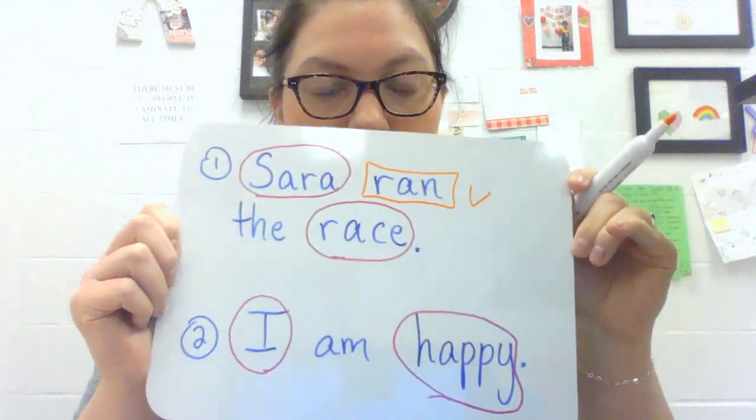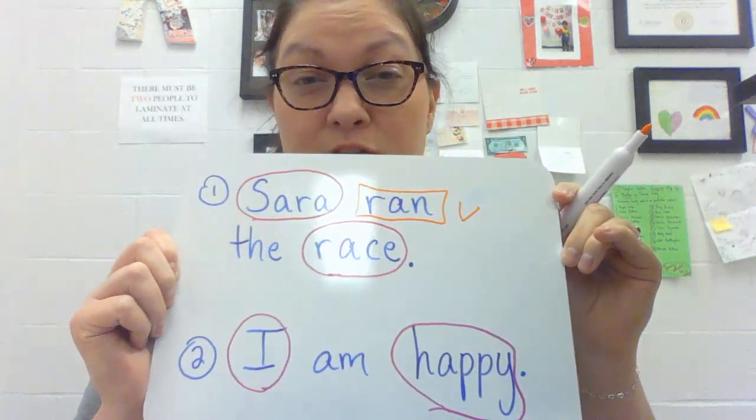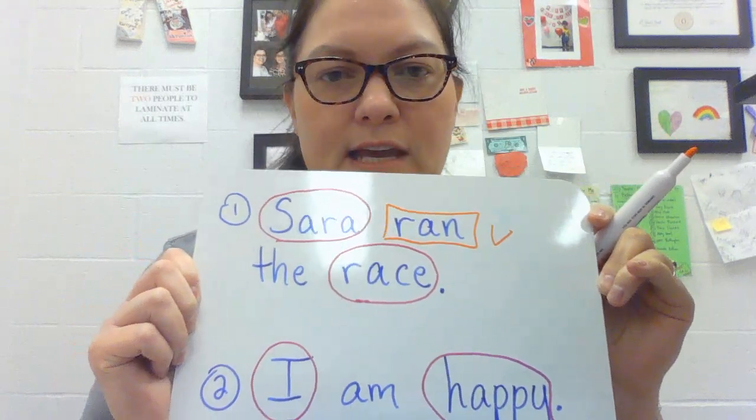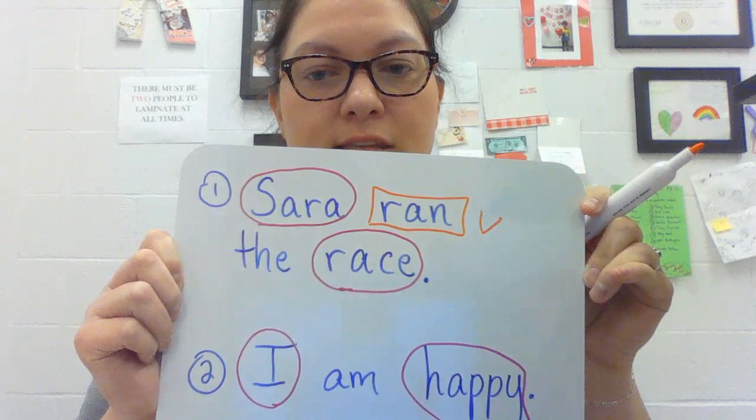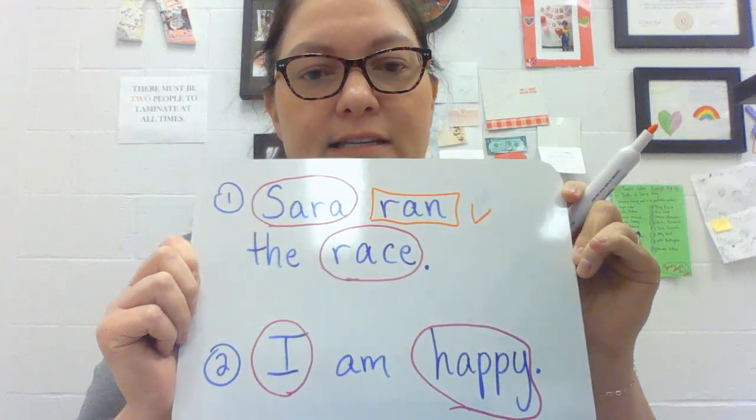And then there's actually nothing that we're going to do with the. The is an article. It's just a connecting word. So Sarah ran the race. Sarah and race are nouns. Ran is the actionable verb in that sentence.